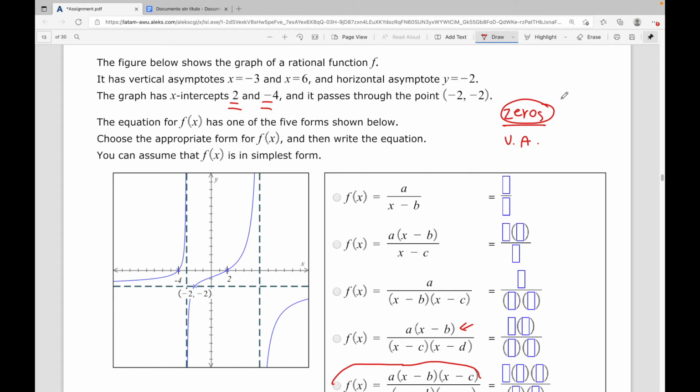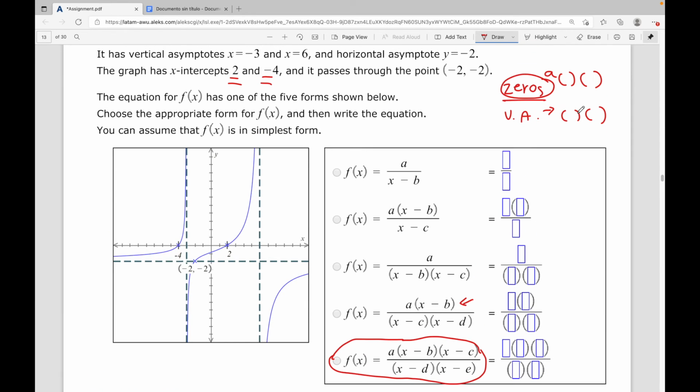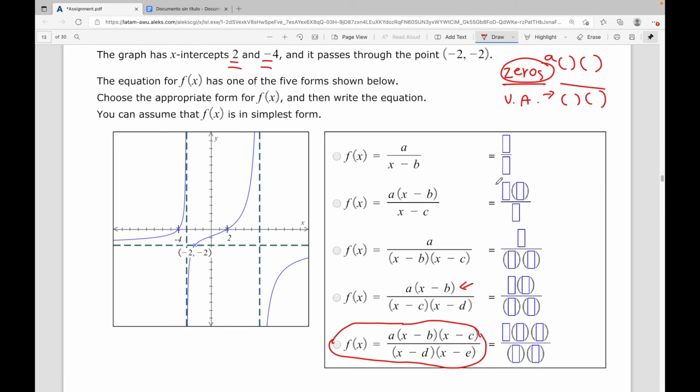So we have two zeros, it's going to be two parentheses, okay? And how many vertical asymptotes do we have? Well, in this case we have two, so it's going to be two parentheses, right? So that gives us this, correct? If we were to only have 1 zero, then it would be this example, okay? But we have two zeros, so it's this one. Okay, so how can I solve this one?